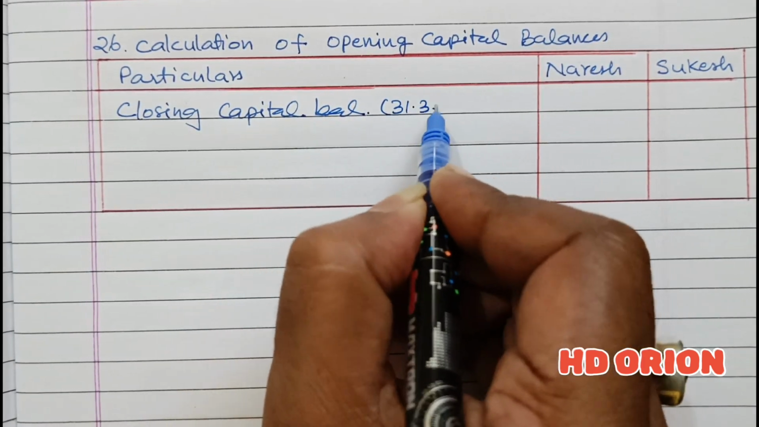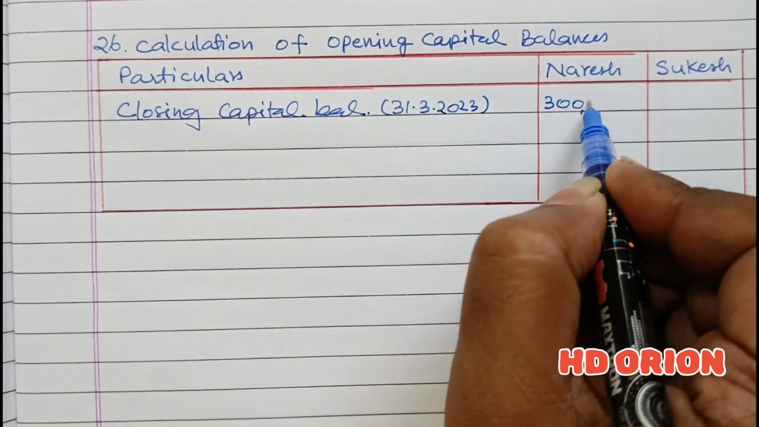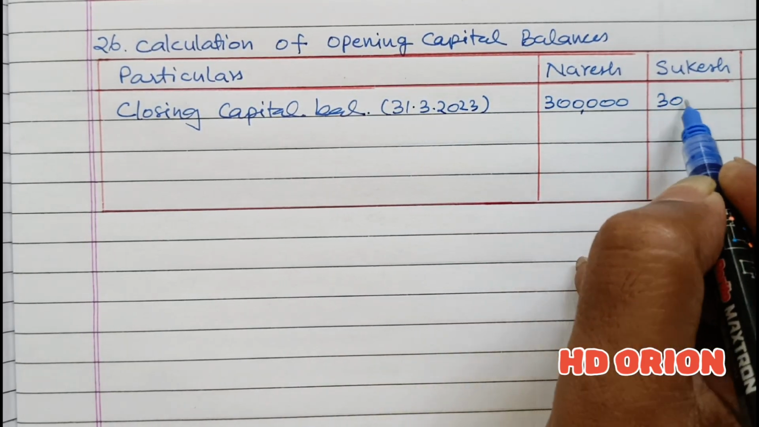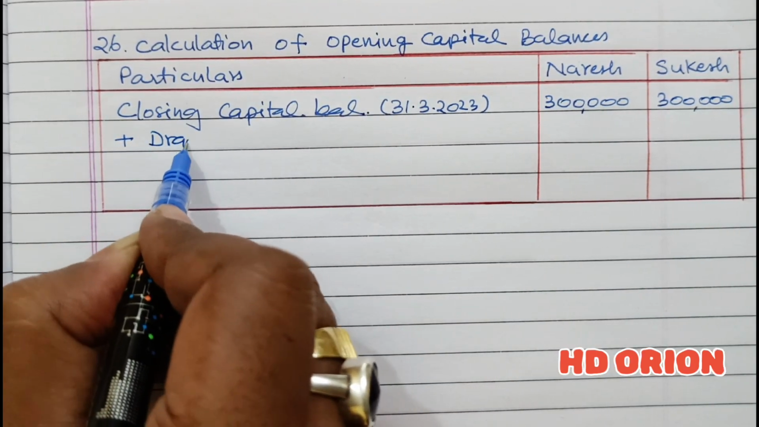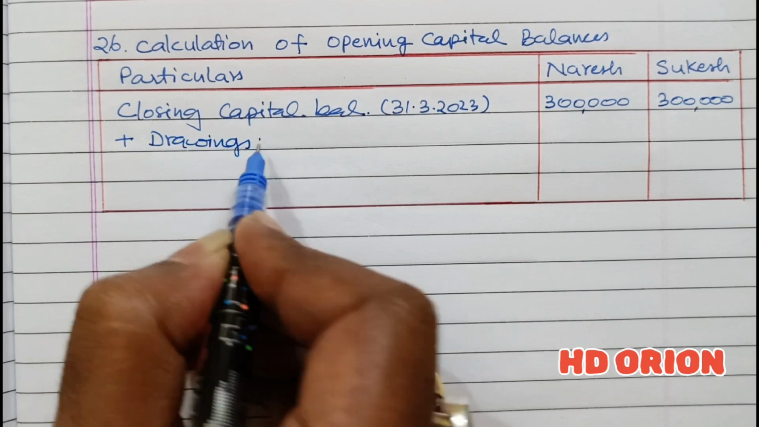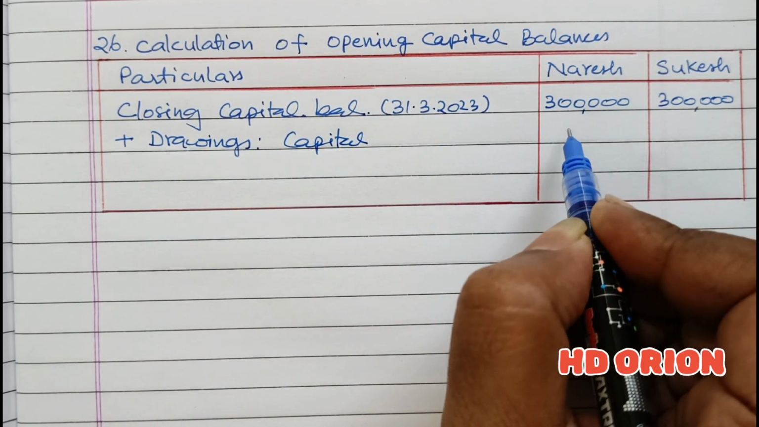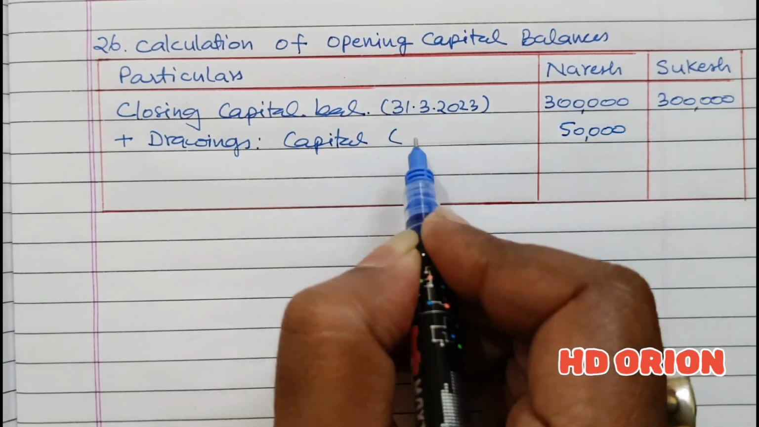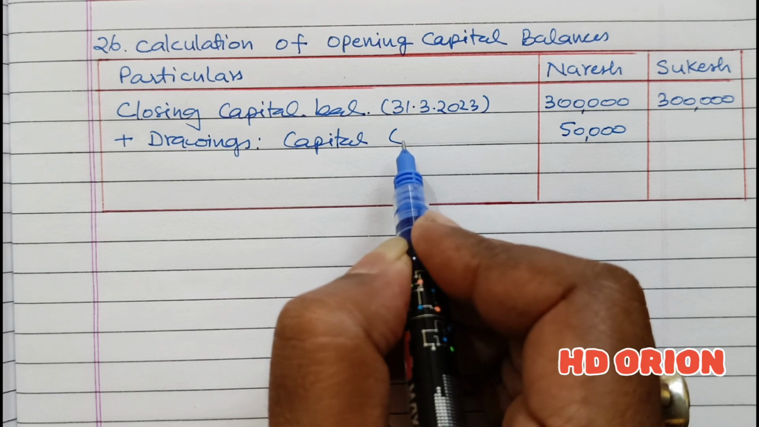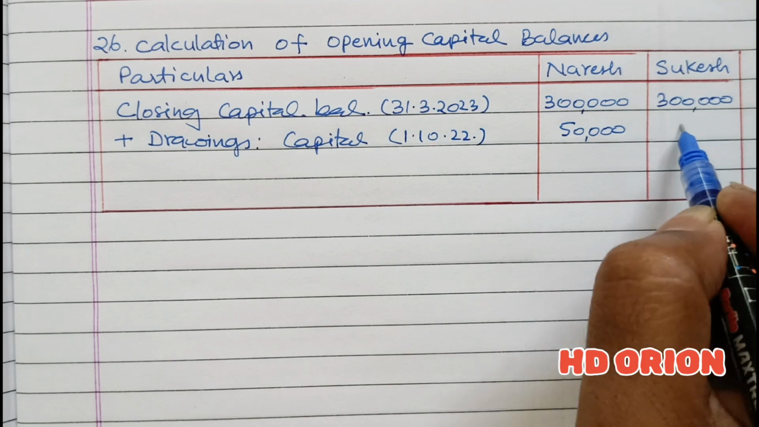On 31st March 2023, the balances are given as 3 lakh rupees each. Now to this we will add drawings. There are two types of drawings. First is drawings out of capital, and this is rupees 50,000 for Naresh, and this drawing was made, the date is also mentioned in the question, on 1st October 22.